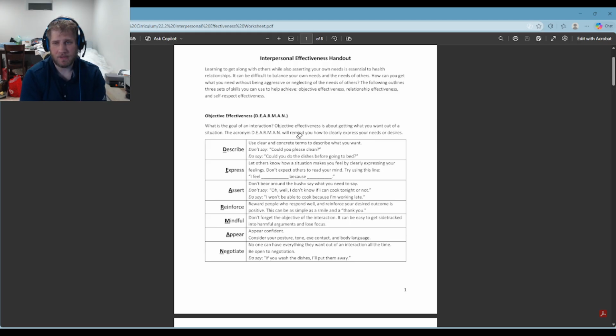Next one is express. Let others know how a situation makes you feel by clearly expressing your feelings. Don't expect others to read your mind. Use the I feel line: I feel excited, I feel scared, I feel frustrated, I feel nervous. And describe why you feel that way. If someone's hearing that, they can understand your position about whatever the situation may be. Assert. Don't beat around the bush.